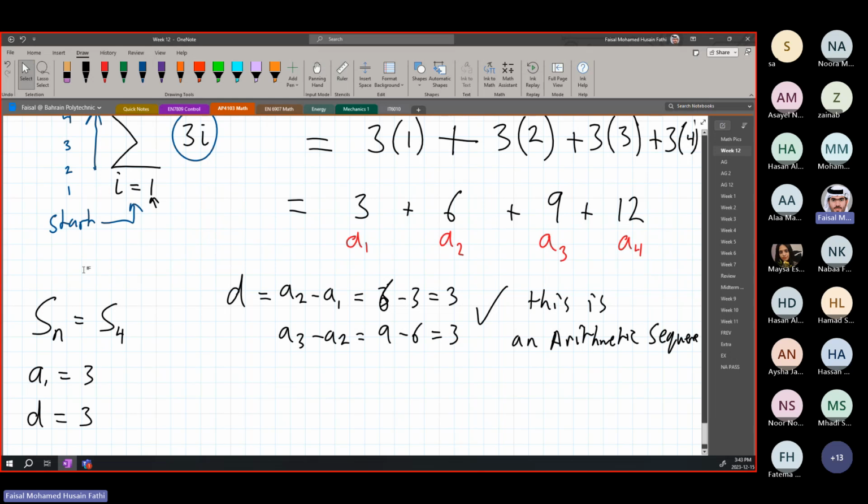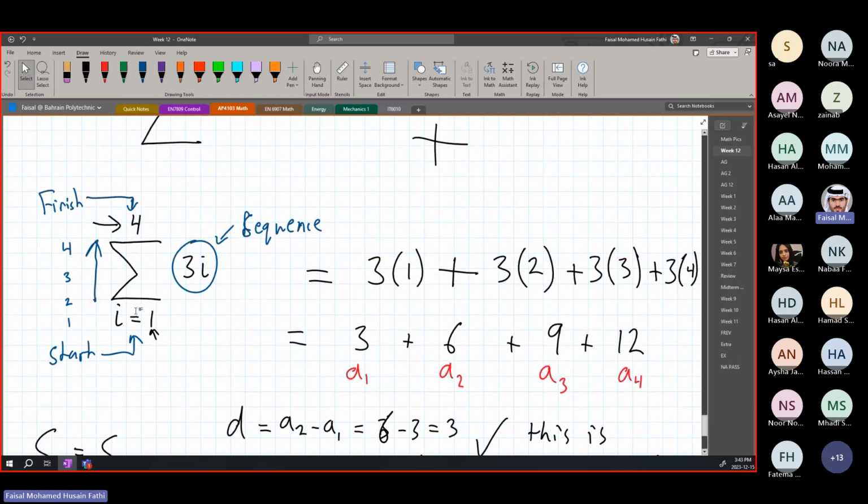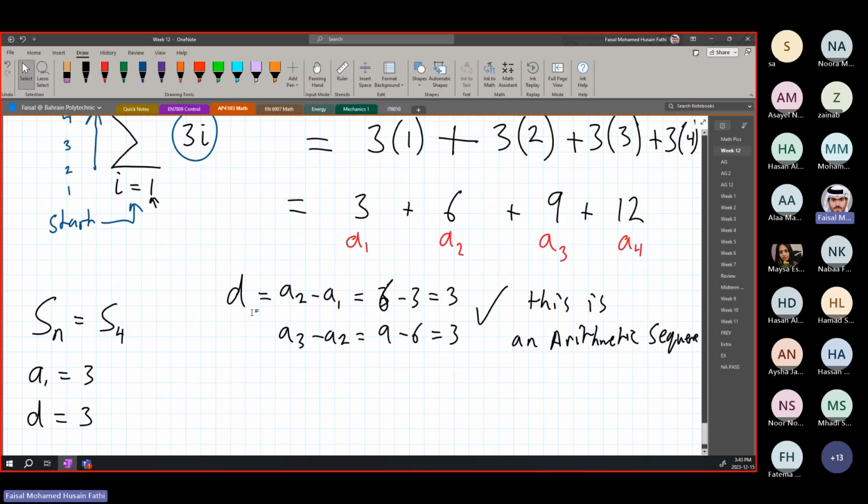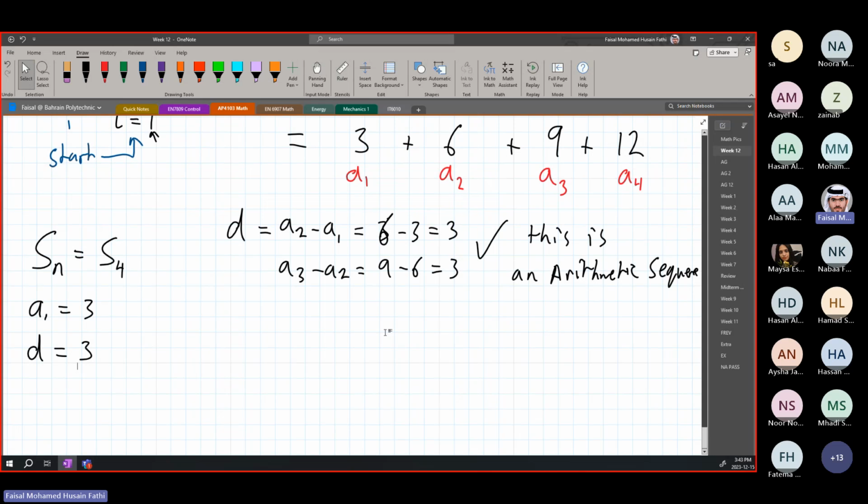Keep in mind, this is only for an arithmetic sequence. Sigma can be for any sequences. Any type of sequence given, you can use sigma for it. But in the case of an arithmetic sequence, you can use the Sn and the an equations to solve.